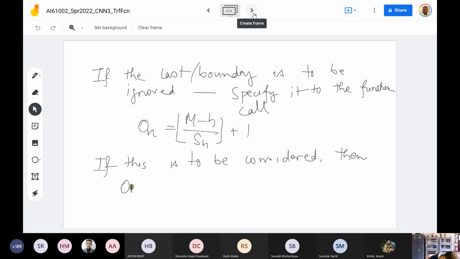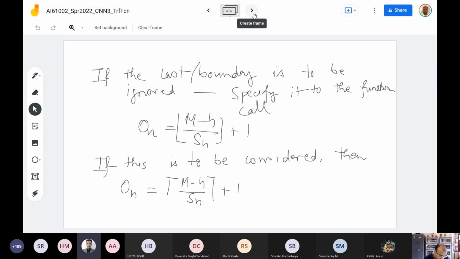Then this OH becomes ceil of (M minus H by SH) plus 1. Now, in your library call, there are certain default constructs. It depends on which library you are going to use. If you are using TensorFlow, it will have a default construct. If you are using PyTorch, it will have a default construct. But all of them will allow you to choose to ignore it.